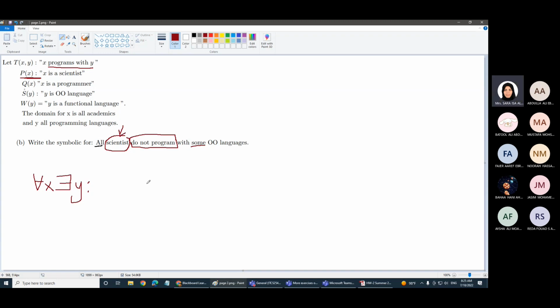So it should be on the premise side. Why on the premise side? Because it comes with all. The adjective must be on the premise side. So I will represent the scientist here on the premise side. So I will put B(x).